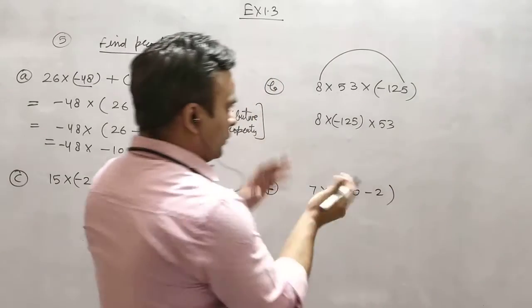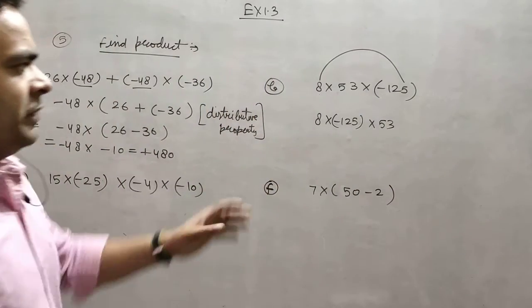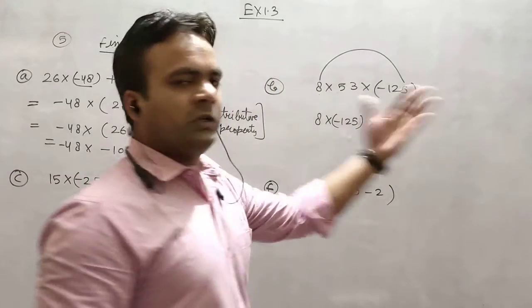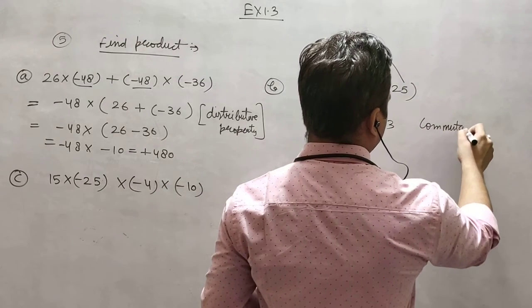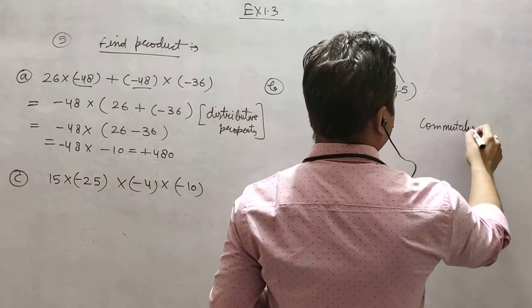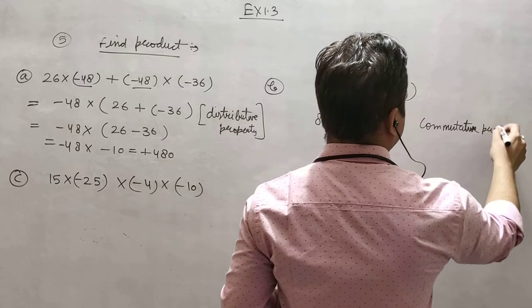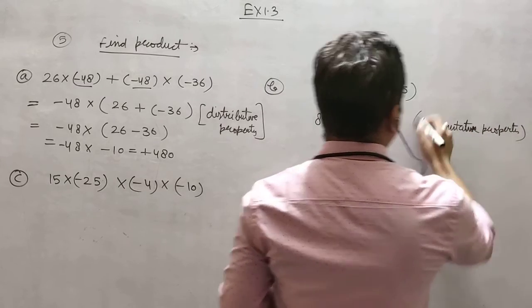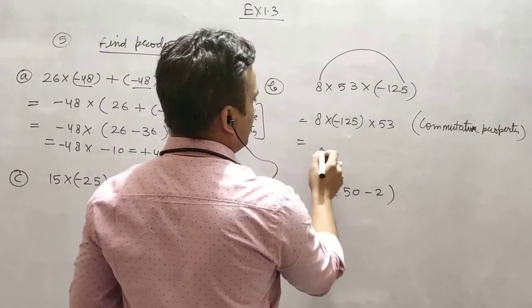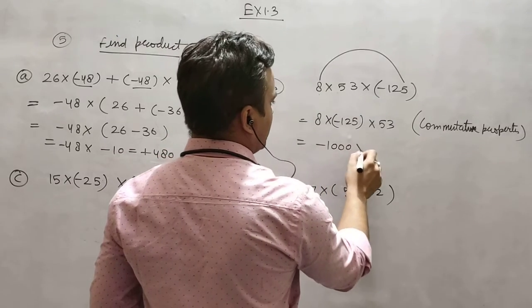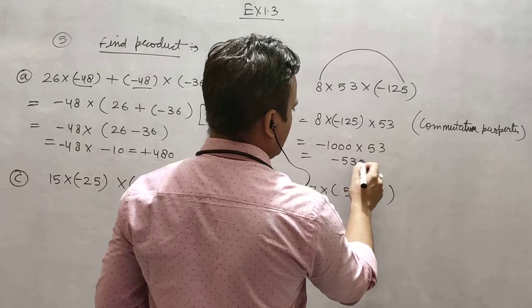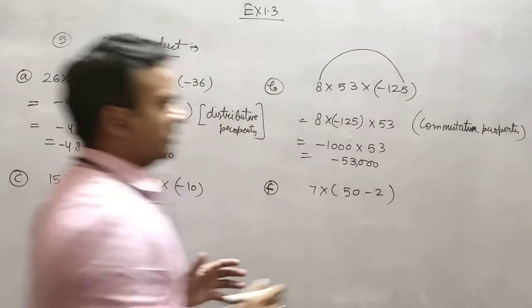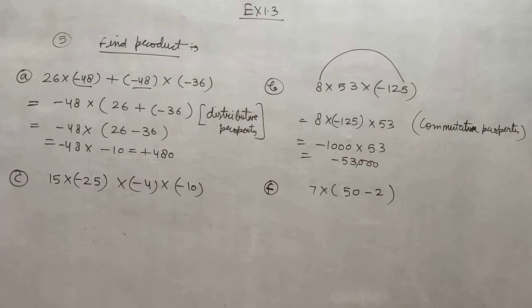First of all, we have shifted 125 to the second place and 53 to the third place. So which property have we used? Commutative property. Now this 8 into 125 will be 1000, and this is 53. So plus minus minus, it will be 53,000. Now I think this product is very easy by this particular grouping.